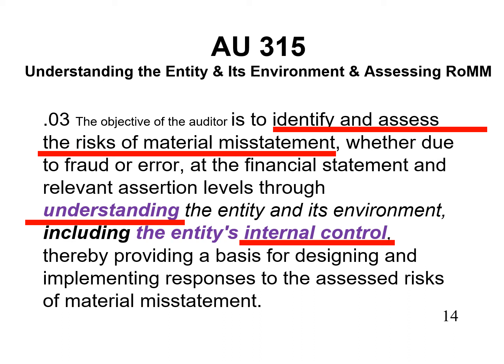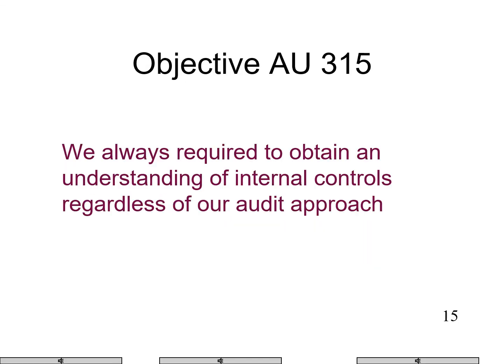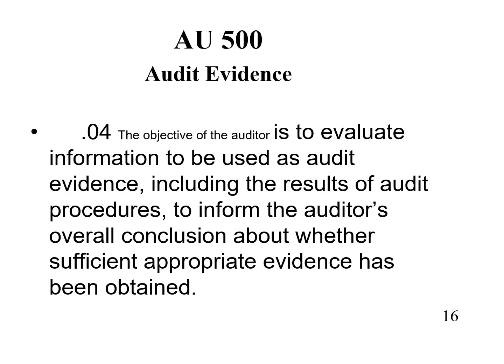Our old buddy, audit objective 13: identify and assess the risk of material misstatement. How? By understanding the entity, its environment, and its internal controls. We are always required to understand the internal controls, regardless of our audit approach. This is a thou shalt. So objective AU 13 says that we must identify and assess the risk of material misstatement by obtaining an understanding of the internal controls.